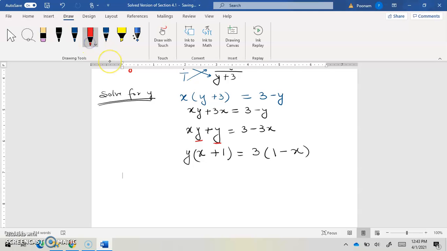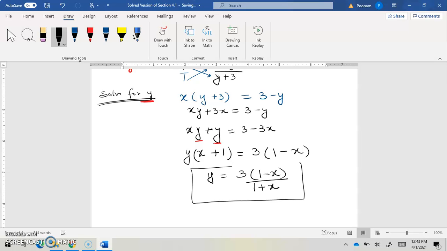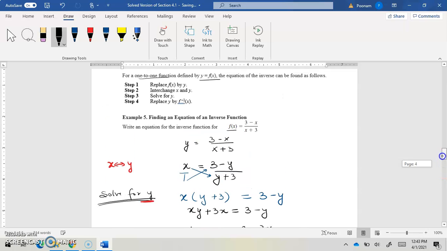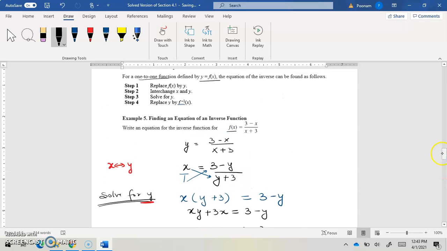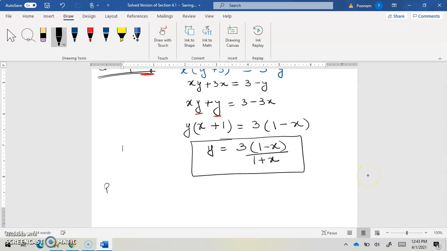I need to solve for y, so I'm going to divide both sides by 1 plus x, and I'm going to get y is equal to 3 times 1 minus x divided by 1 plus x. So that is your last step. Whatever your y is, replace it by f inverse of x. So last step, replace y by f inverse of x. That was our goal, to find the f inverse function that is equal to 3 times 1 minus x divided by 1 plus x.